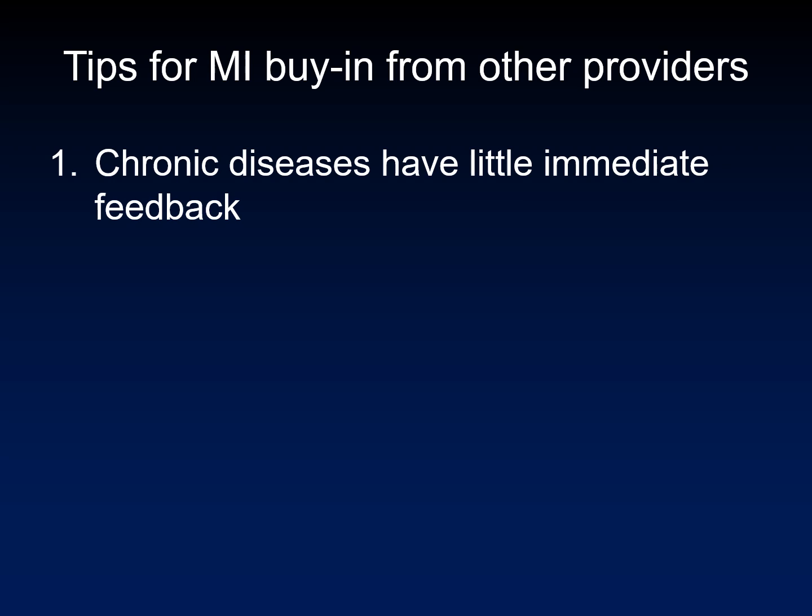The first point I make often is chronic diseases have little immediate feedback, right? So when you have diabetes, when you have hypertension, even when you smoke or drink alcohol at an unhealthy level, you don't actually get immediate feedback right when that behavior is happening or when that condition's there, like eating unhealthy food or not exercising. You don't get immediate negative feedback when you don't do healthy behaviors.